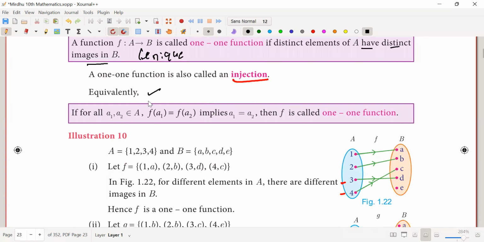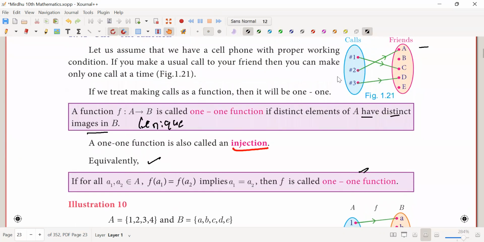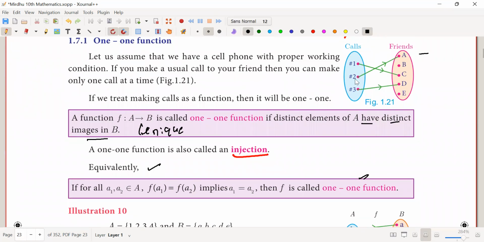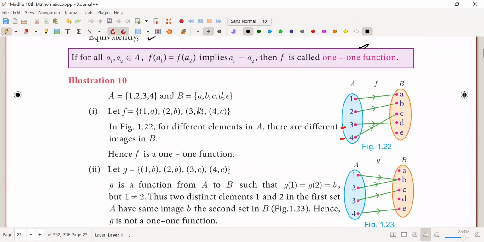Equivalently, if for all a1, a2 in A, f(a1) = f(a2) implies a1 = a2, then the function is called a one-to-one function. A1 always goes to a2. If I put a4, it will be going to a different element. Right? So, illustration.